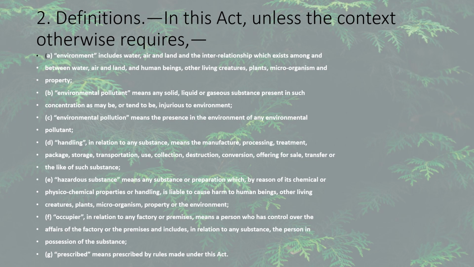Now, there are a lot of definitions in this act. For example, environment includes water, air and land and the interrelationship between these elements. Environmental pollutant refers to any substance present in a concentration that may be injurious to the environment, and hazardous substance refers to any substance or preparation liable to cause harm to humans and other living creatures, plants, microorganisms, property or environment. So there are various definitions in the Environment Protection Act.